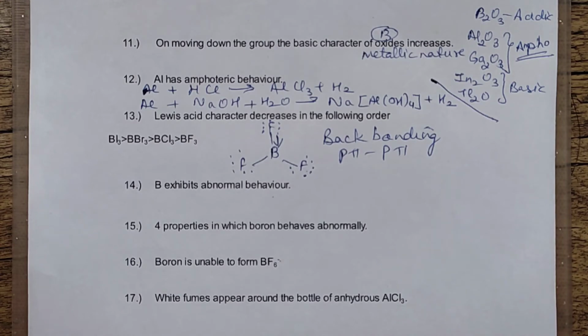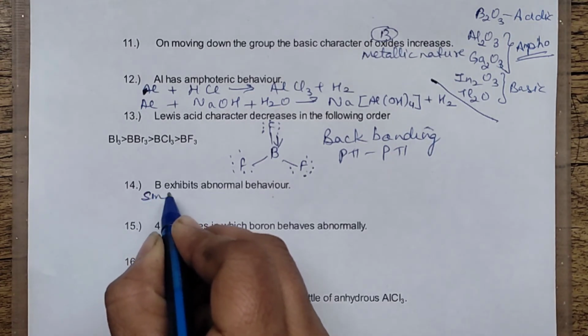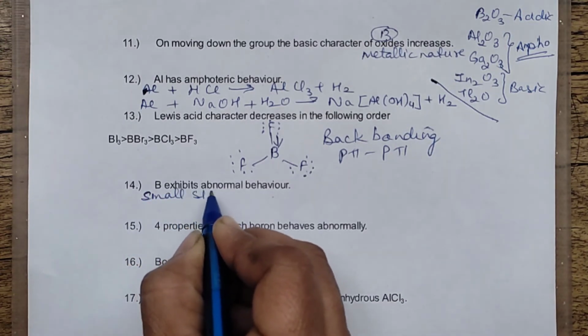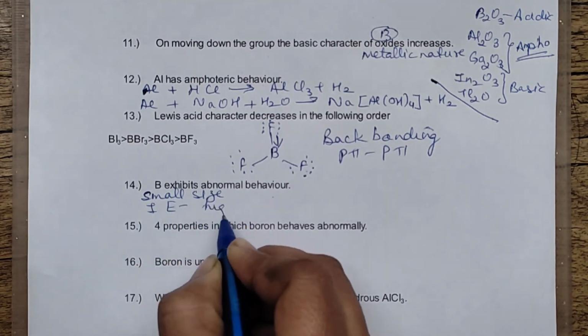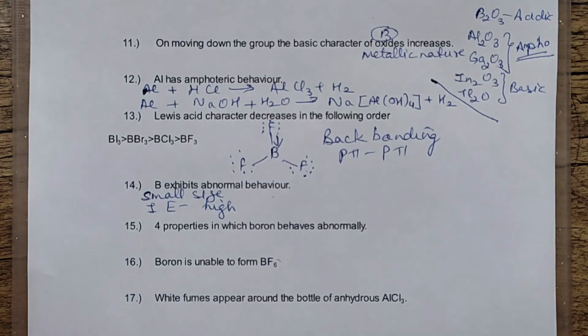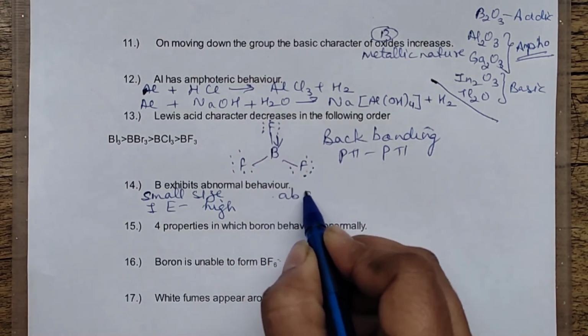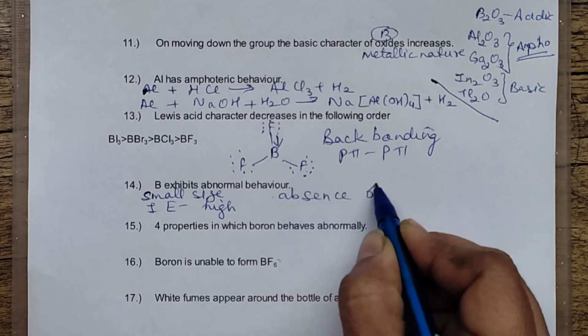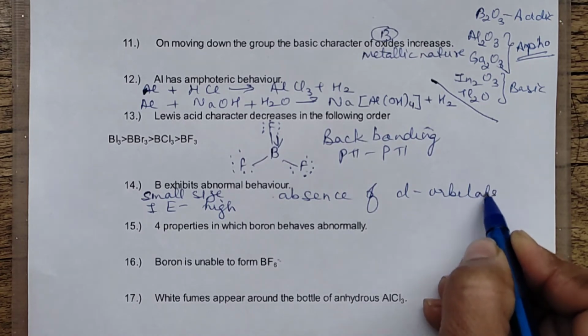The next question says boron exhibits abnormal behavior. Why boron is abnormal, they want to ask. What is the reason for it? So the same set of reasons you have. Small size, and ionization enthalpy is high. Of course, because of small size, ionization enthalpy has to be high. The next point you can write is absence of d orbital, due to which boron is abnormal.